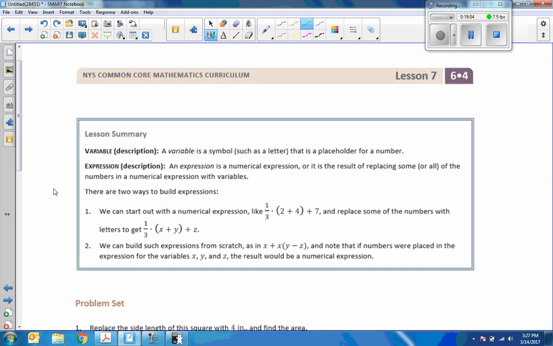Here's the lesson summary. 2 definitions, variables, and expression. So please read this on your own and go do your problem set.